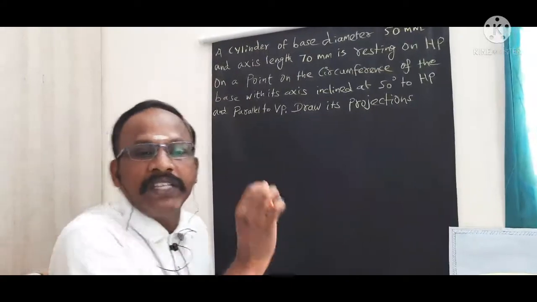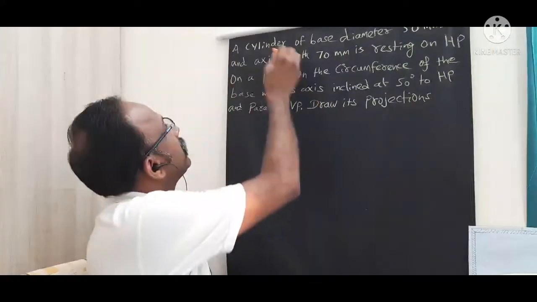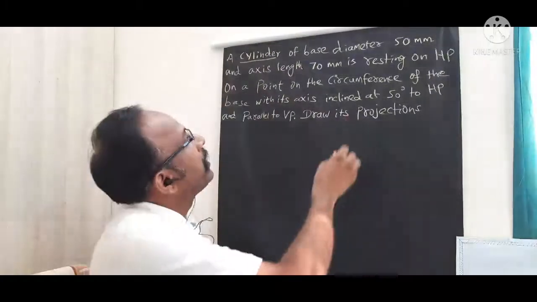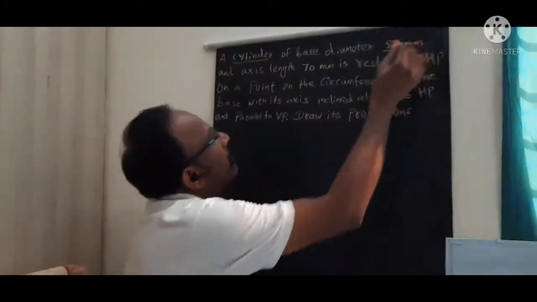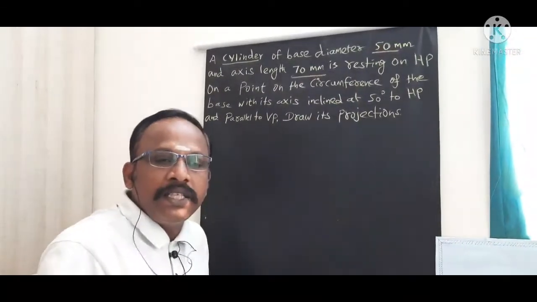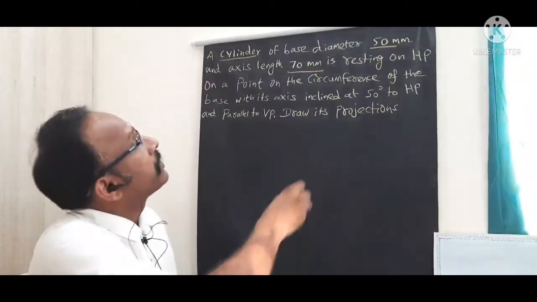First thing, what is the object? The object is given as cylinder. What is the dimensions of this cylinder? Whose diameter is given 50 mm and axis length is given 70 mm. Axis length is nothing but height of the solid, right?